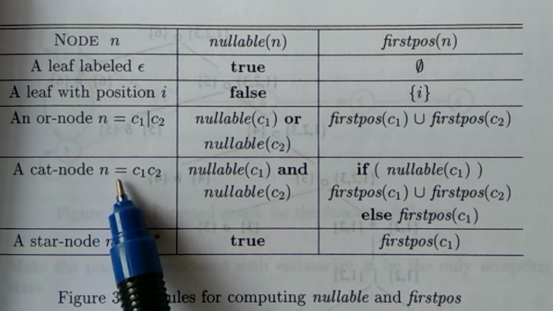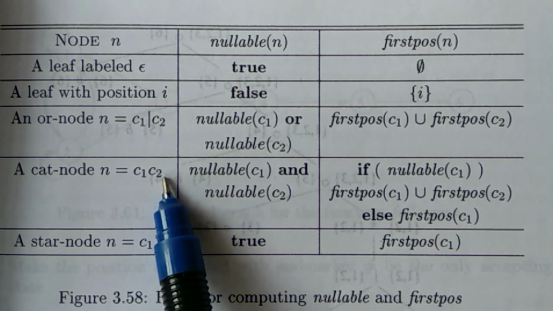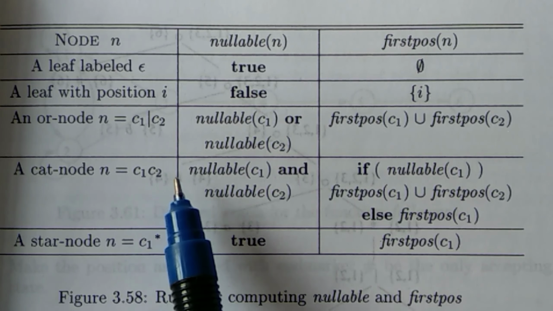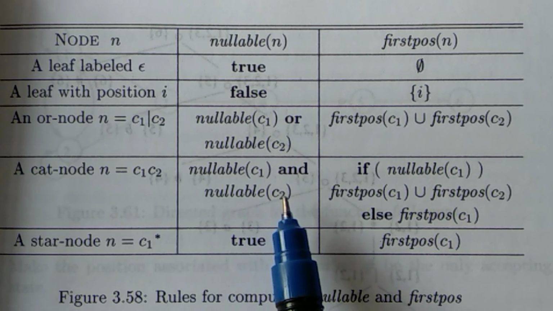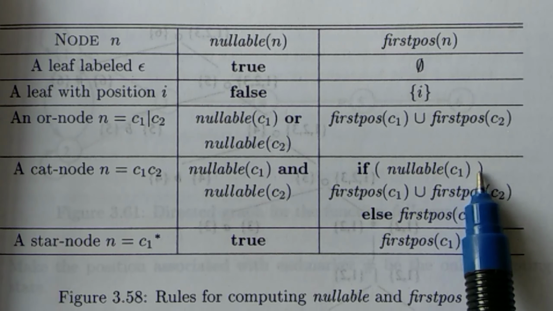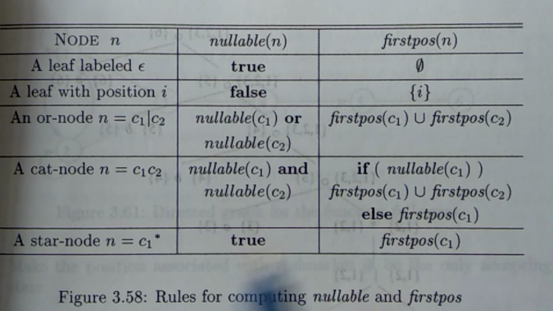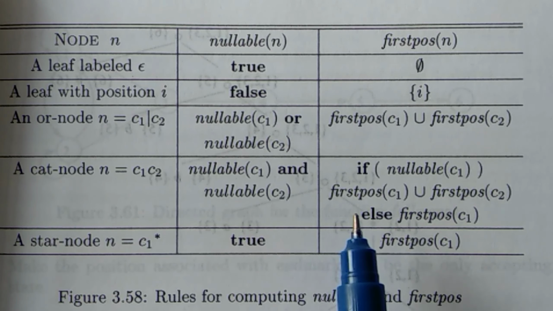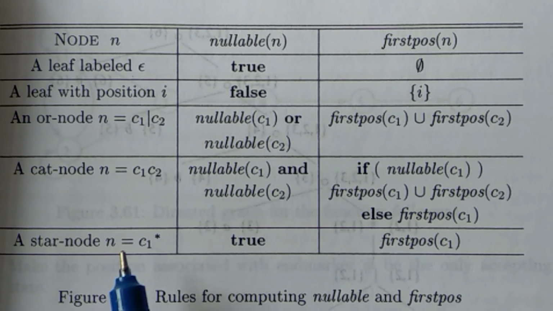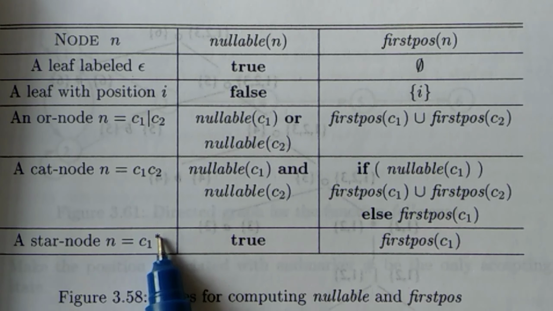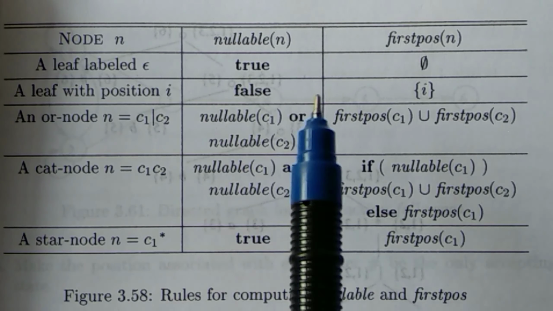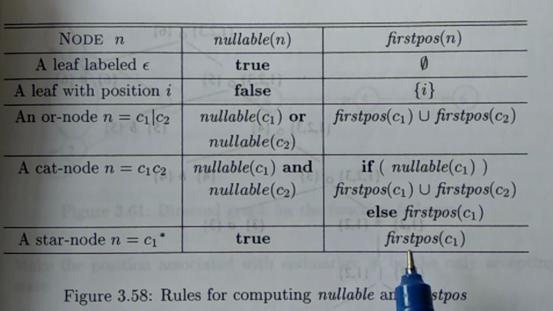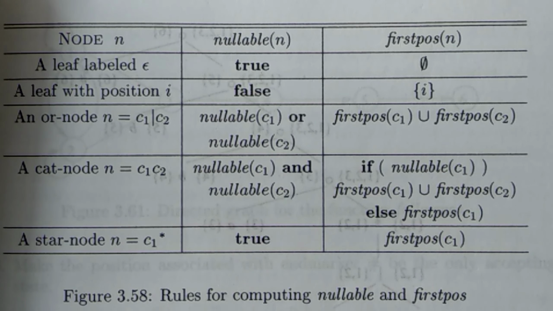For a cat node n equal to C1 C2, which means concatenation, nullable is nullable of C1 and nullable of C2. If nullable of C1, then first position is first position of C1 union first position of C2, else first position of C1. If you have a star node n, which means zero or more occurrences of C1, then nullable is true, and first position of n is first position of C1. So these are the rules for computing nullable and first position.